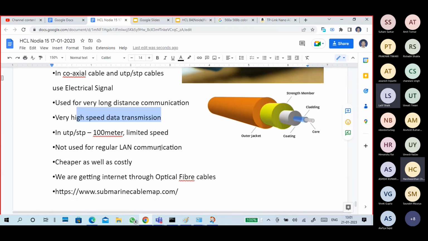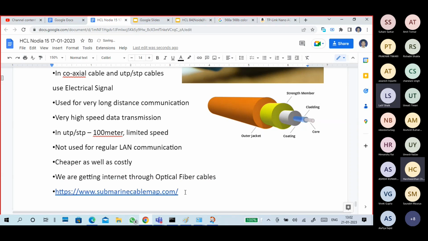In UTP STP cables, a 100 meter distance limit is there. But coming to the fiber optic cable, of course there will be some distance limit, but still we can put it over a very long distance. It is not used for regular LAN communication. Why, I will tell you. There is a cost part also. We are all getting internet through fiber optic cables.